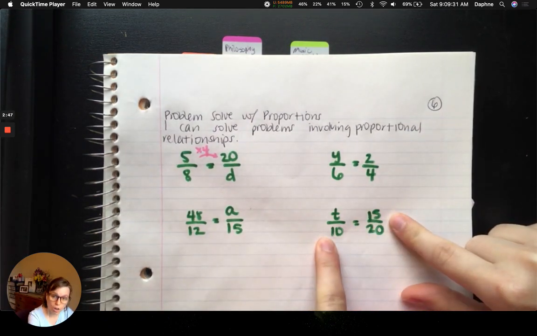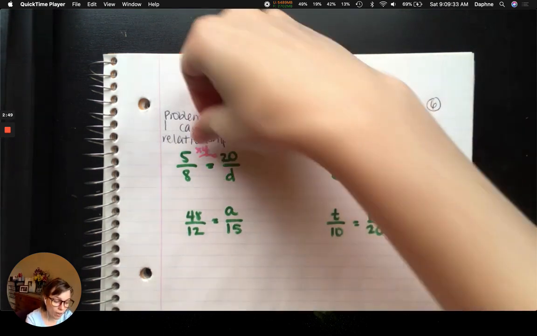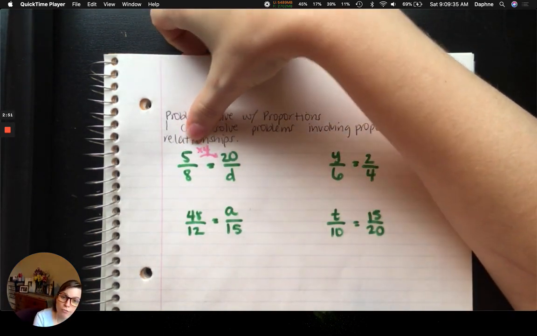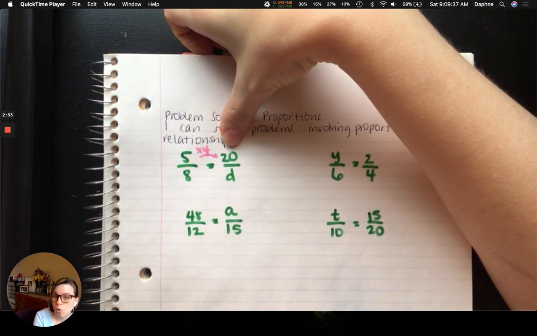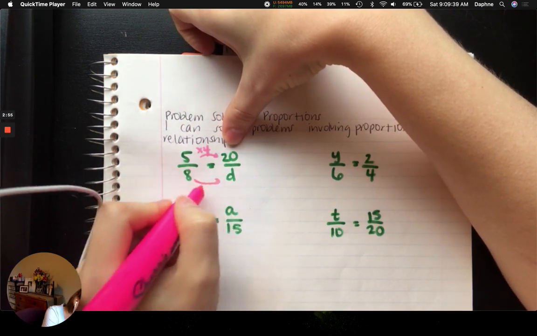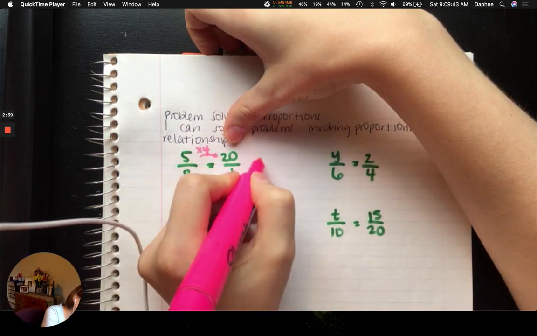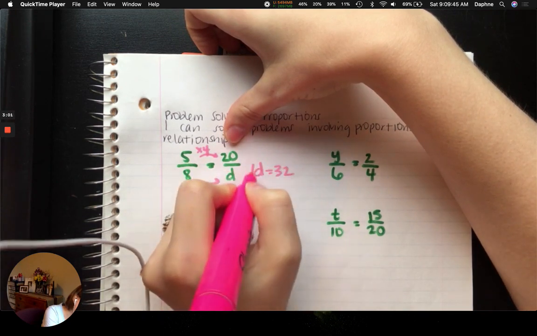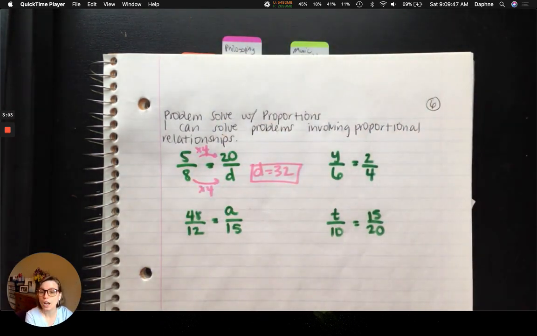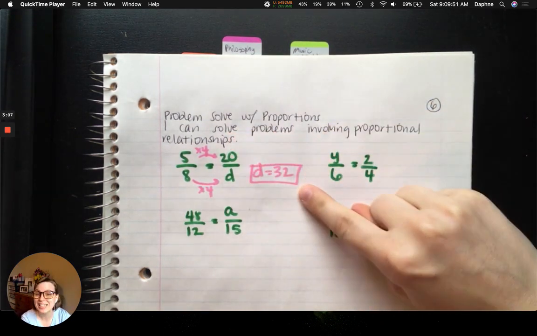These 2 are equivalent. So if I can multiply 5 by 4 and get the other numerator of 20, I know I have to multiply 8 by 4, and now we'll get our mystery number of 32. So I know, based off of it being a proportional relationship, that D has to equal 32.